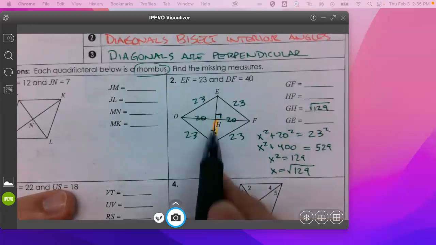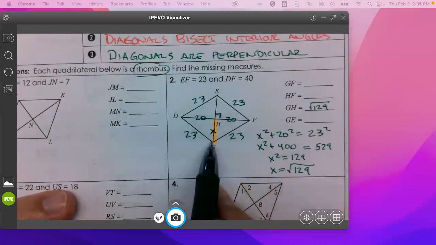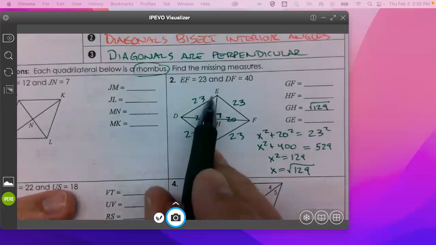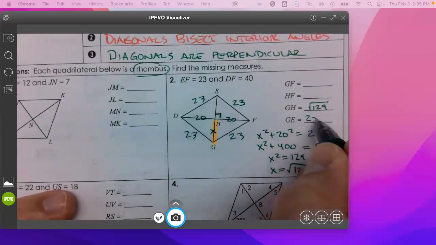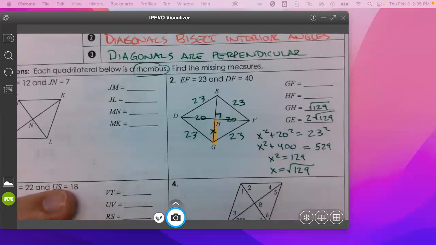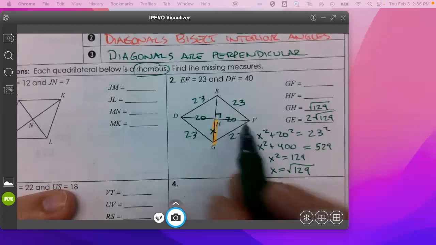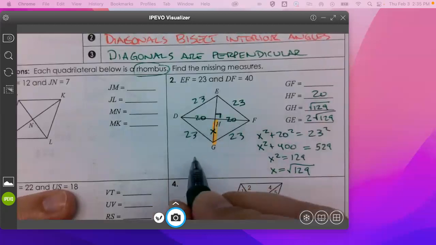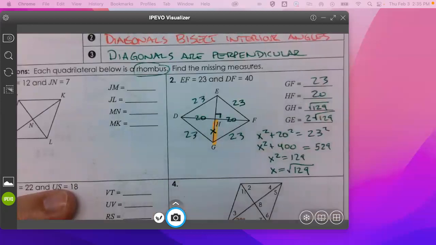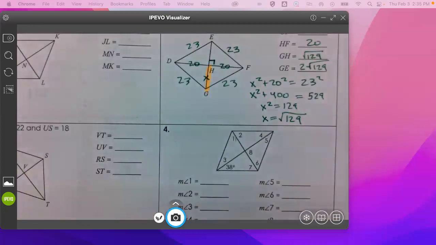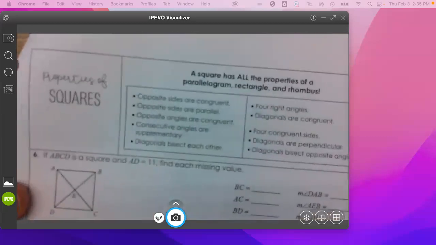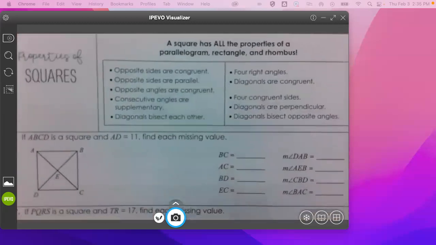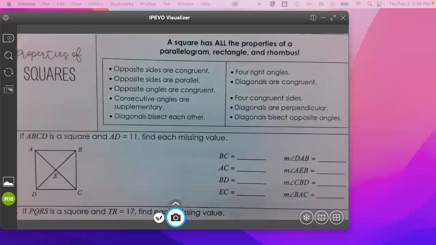And then when it asks for GE, what's that going to be? Yeah, just double: 2 root 129. We've already done HF as 20, GF is 23. Easy peasy. Okay, the last shape for today is a square. And the square is that illegitimate love child of a rhombus and a rectangle. And it gets all their attributes, but nothing new by itself.